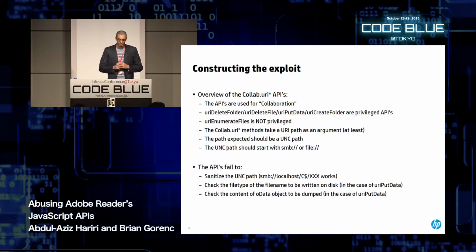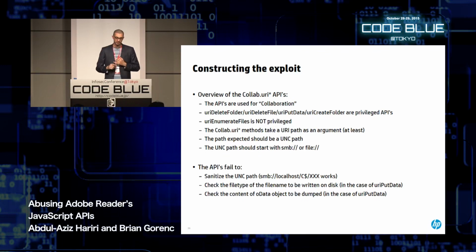One thing common among these APIs, which are delete folder, create folder, and put data, is that these are privileged APIs. Enumerate files, however, can be executed without being in a privileged context. So you can actually list whatever files are inside a directory from the doc context.